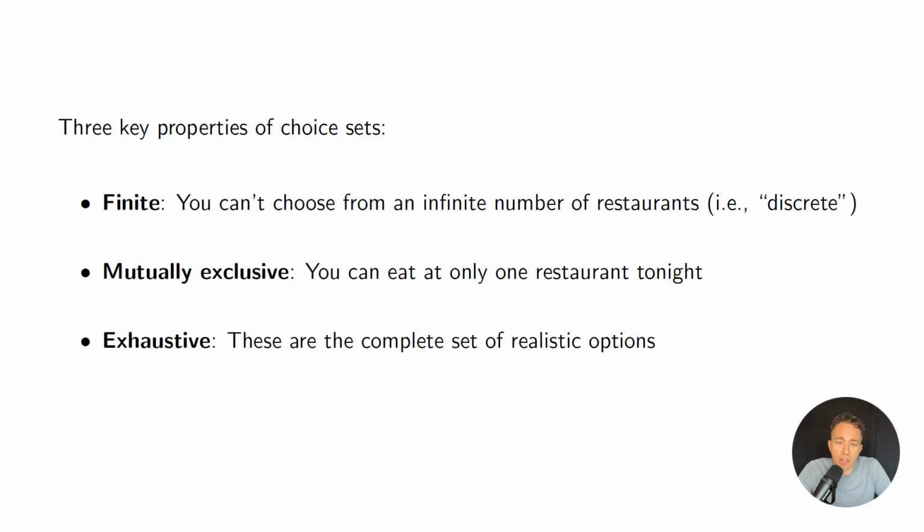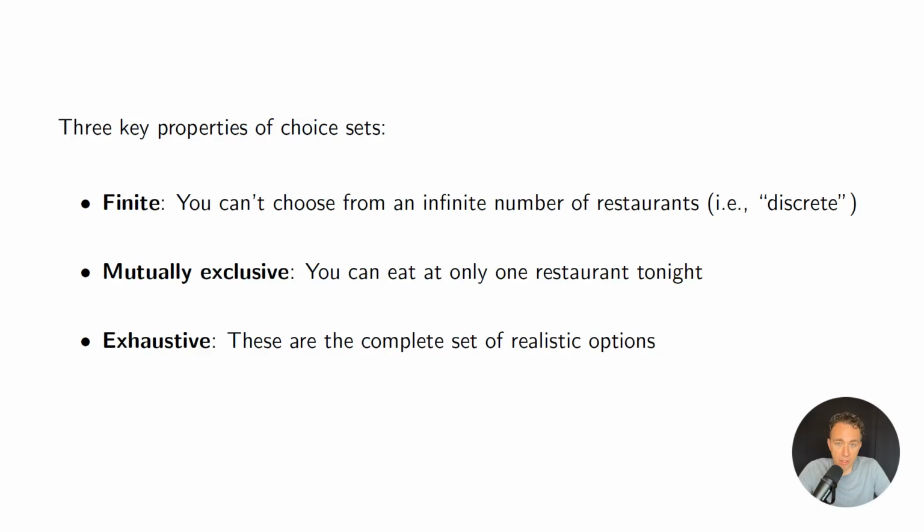Now that we've understood the utility maximization principle, it's helpful to think about what the properties of the choice set need to be. The choice set is the set of available options given this particular decision point. The choice set has to be finite, which just means that there can't be an infinite number of restaurants to choose from. This is where we get the word discrete from discrete choice models. The choices also have to be mutually exclusive, which just means for our purposes, you can only choose to eat at one restaurant. And then the choice set also needs to be exhaustive, meaning that these are all the realistic options that were available to you.